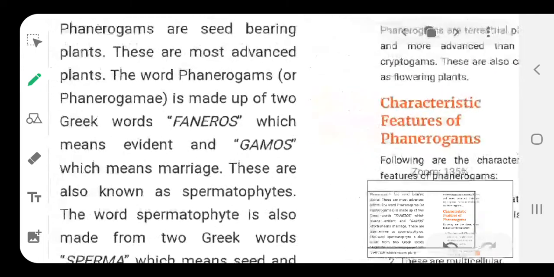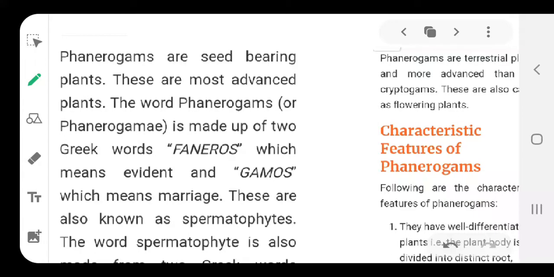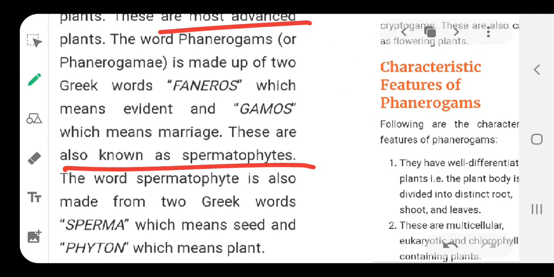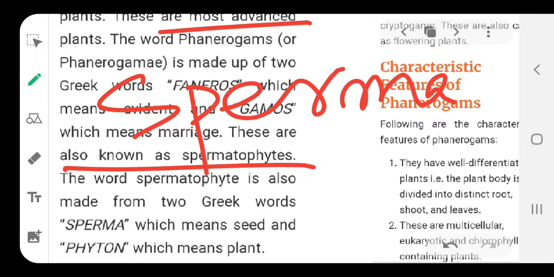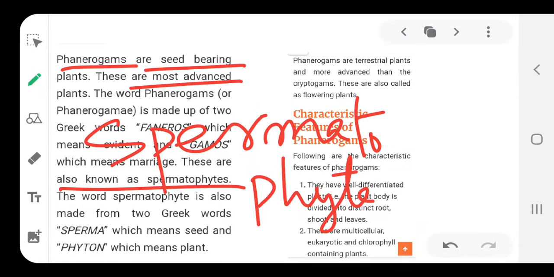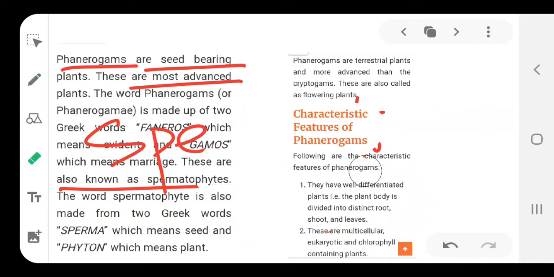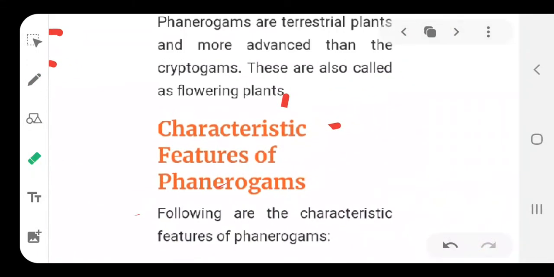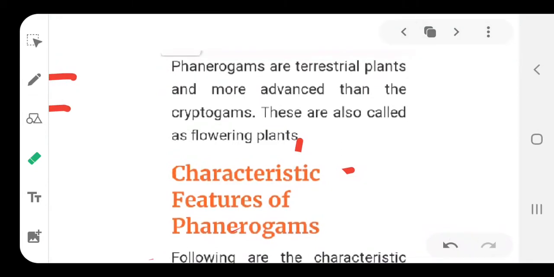Before we move on, you should know the meaning of the word phanerogams. They mean seed bearing plants. They are the most advanced plants. Make sure you know about them, and we also call them spermatophyta. Write down a new word here, spermatophyta. So they are also referred to as spermatophytes. Depending upon the features, they have these advanced characteristics.